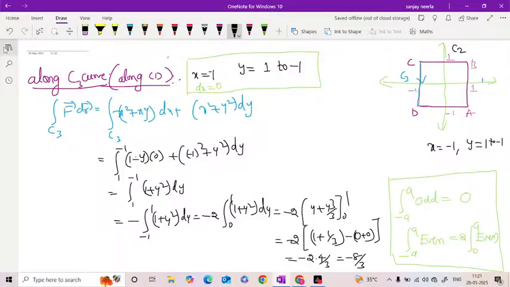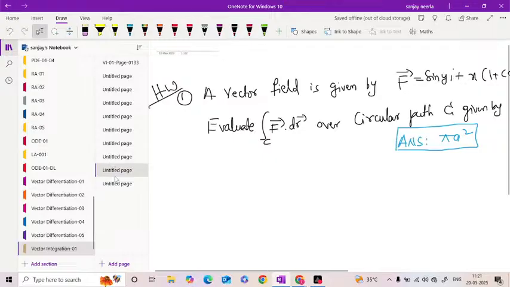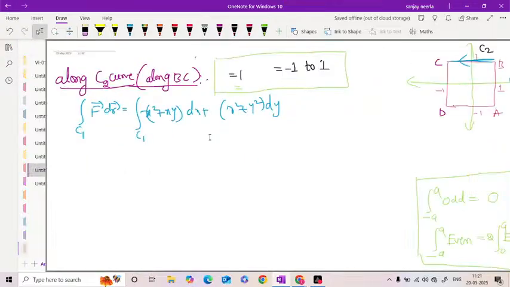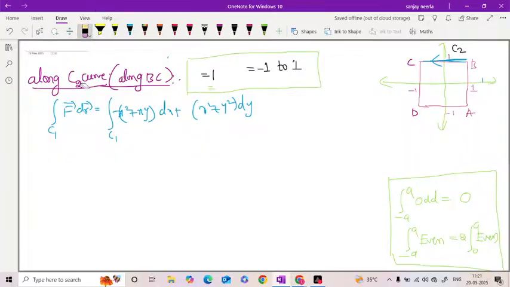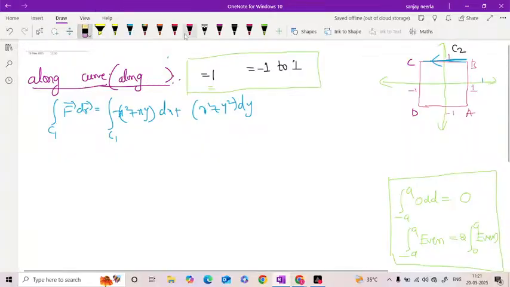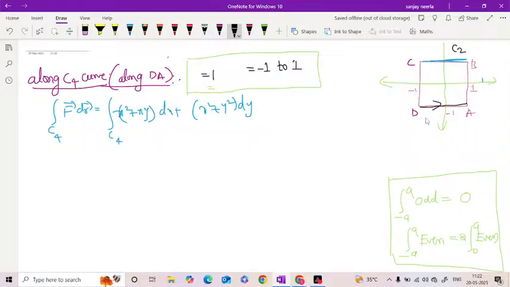Next, come to the fourth path. What is that path? Fourth path, path number 4. C4, from D to A. Now what are the x values or the y values? This is the fourth path, and this is the C4 path.